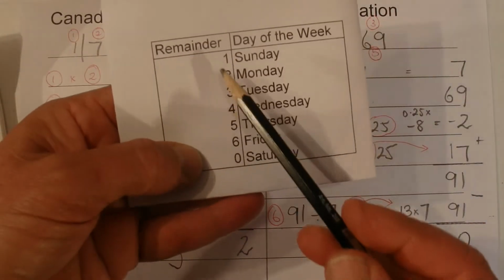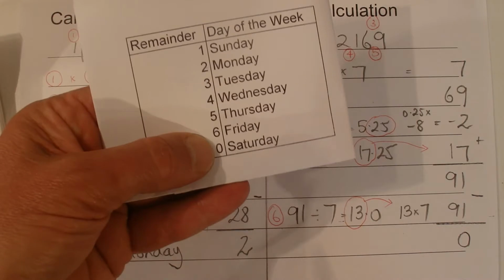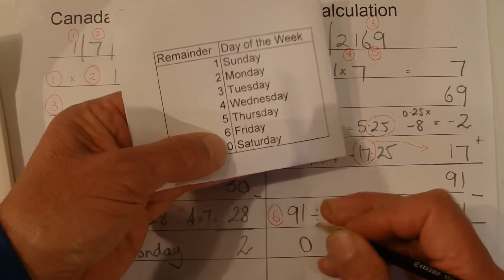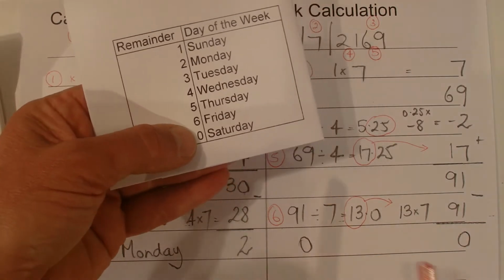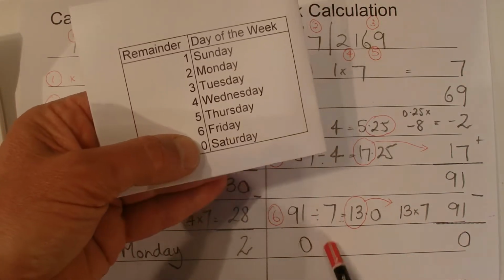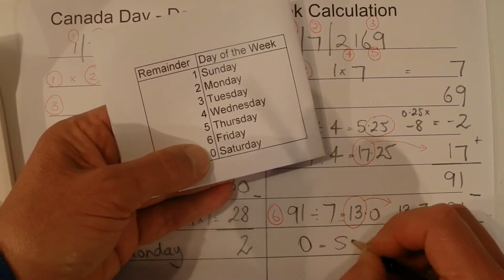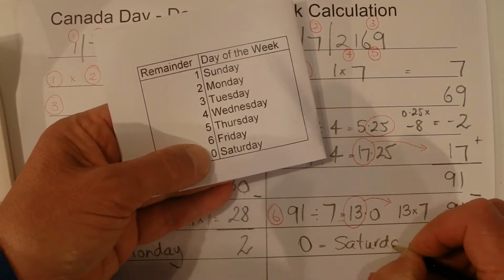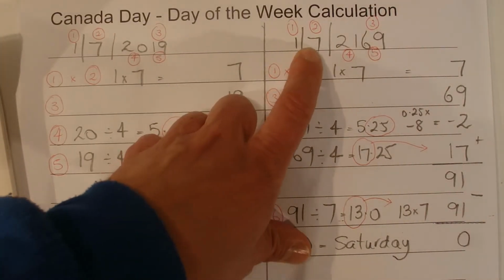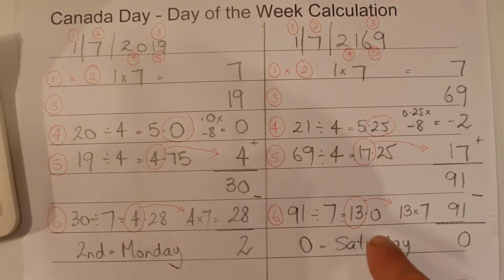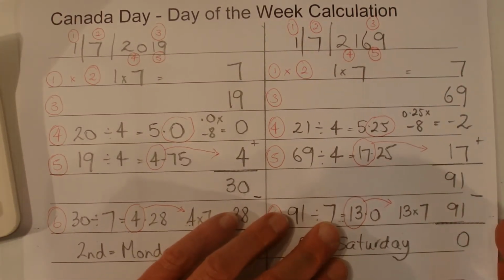And we look at the table, 1, 2, 3, 4, 5, 6, and we can see there that the 0 is next to Saturday. I guess the 0 is the same as having 7, but in this case because we divide by 7, it will always give you 0 as a remainder, and that means the day of the week is Saturday. So the 1st of July 2169 will be a Saturday.